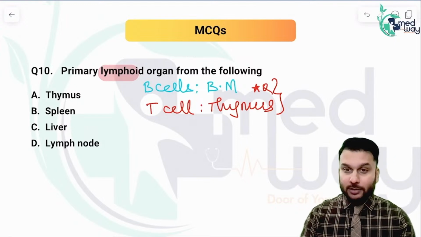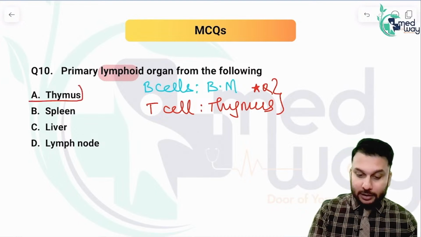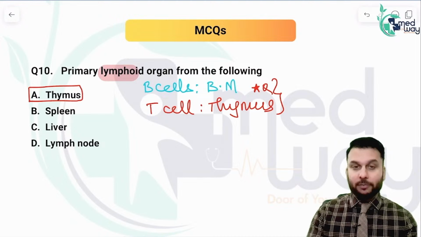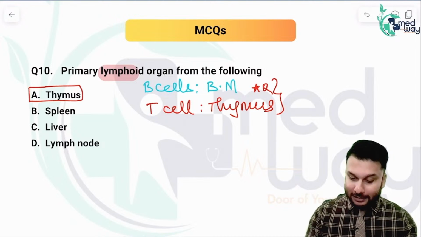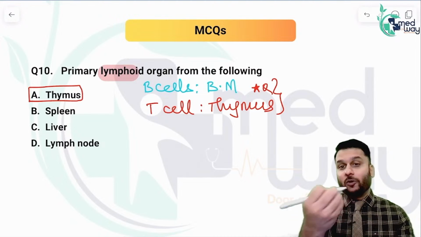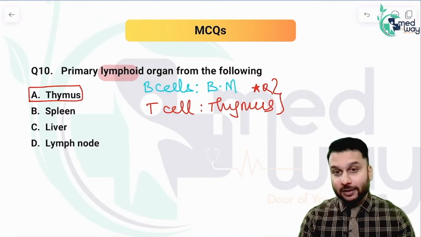And that's what they asked. Now look from the list, which is the primary lymphoid organ. It is none other than your thymus. Okay. And this is the reason why they're called B and T cells.